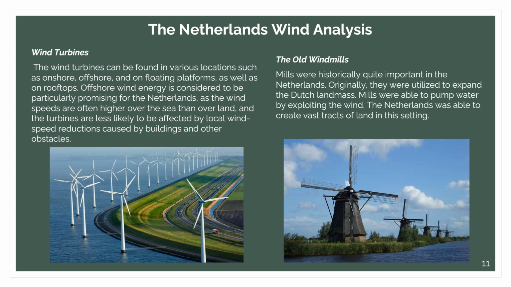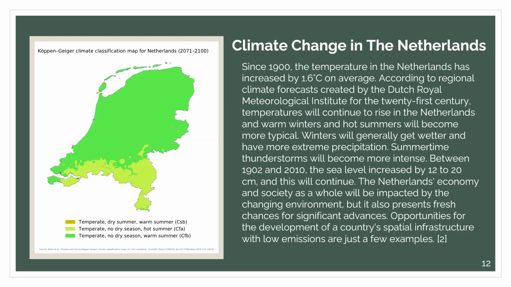The Netherlands was able to create vast tracts of land in this setting. Climate change in the Netherlands. Since 1900, the temperature in the Netherlands has increased by 1.6 Celsius degrees on average. According to regional climate forecasts created by the Dutch Royal Meteorological Institute for the 21st century, temperatures will continue to rise in the Netherlands, and warm winters and hot summers will become more typical.